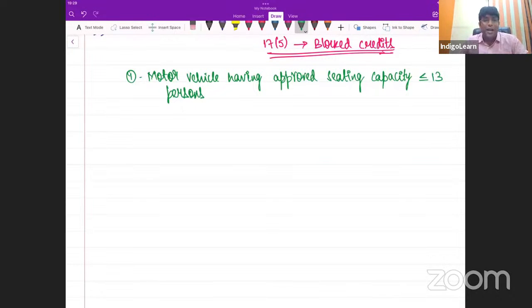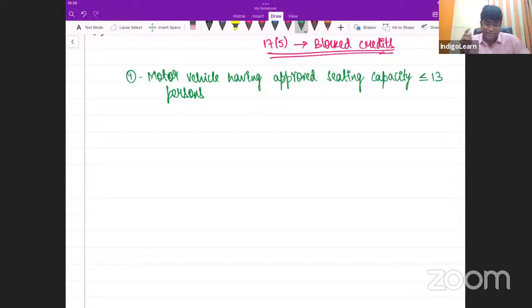So let's take an example. If one software company purchased one car for a director use or owner use or MD use, the input tax credit is not allowed. But if that same software company purchases one bus, a 50-seater bus for transport of employees, then input tax credit is allowed because capacity is more than 13. So if it does not exceed 13, credit is not allowed. Clear, friends?